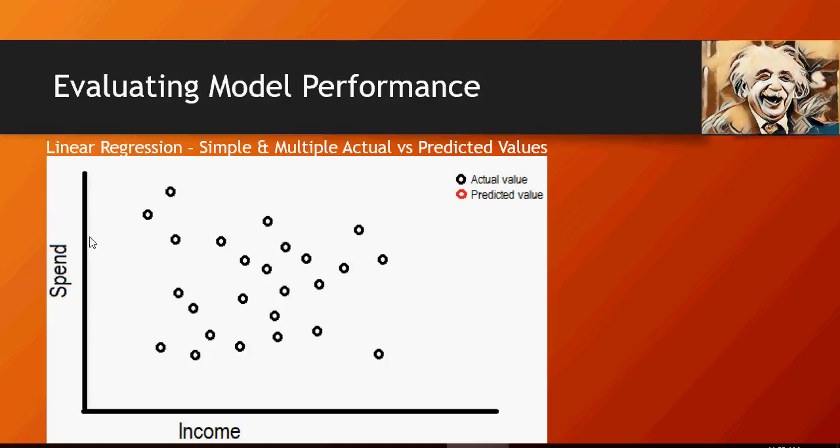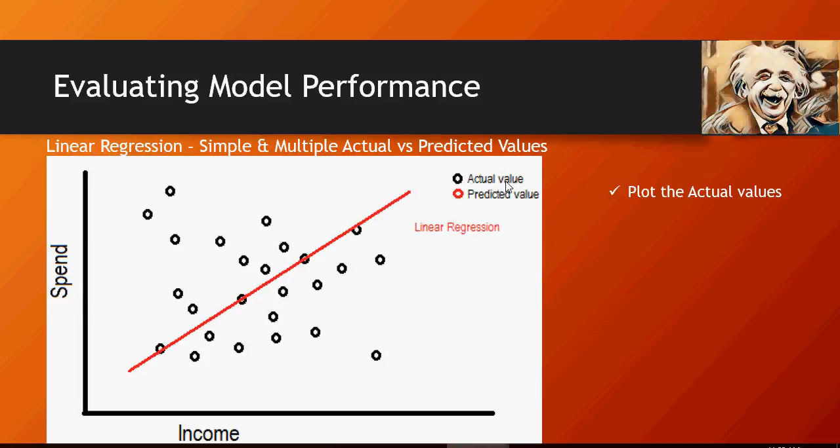We had spend and income as two attributes, and we plotted the actual available data in the graph. Please note that the black dots are actual values. Next, we trained the model and created a linear regression model, obviously. Imagine a linear regression model is a line, a slope, which encompasses multiple values, and the other values may or may not fall in the same line.